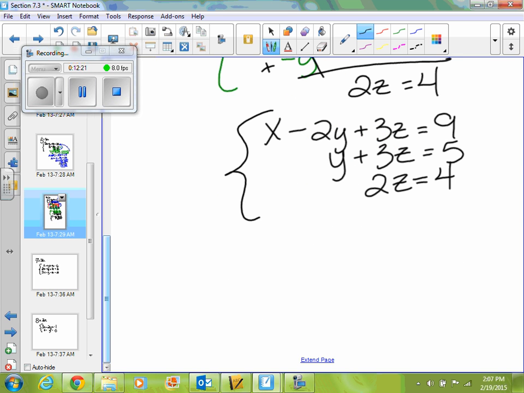My new system is x minus 2y plus 3z equals 9, y plus 3z equals 5, 2z equals 4. And I now have it in row echelon form because I have my descending variables. So now that we have it like this, we get to back substitute. If 2z equals 4, what does z equal? 2. So I've now solved for my first variable, and I'm going to back substitute to solve for my y.